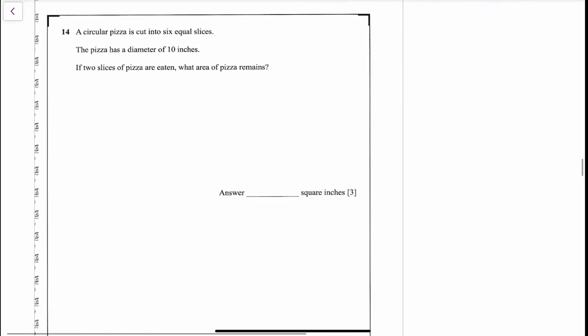Next question says a circular pizza is cut into 6 equal pizza slices. The pizza has a diameter of 10 inches. I'm going to say that my radius is equal to 5. If 2 slices are eaten, what is the fraction remaining? So 2 slices are eaten, so 4 slices are left. So it's 4/6 of the pizza.